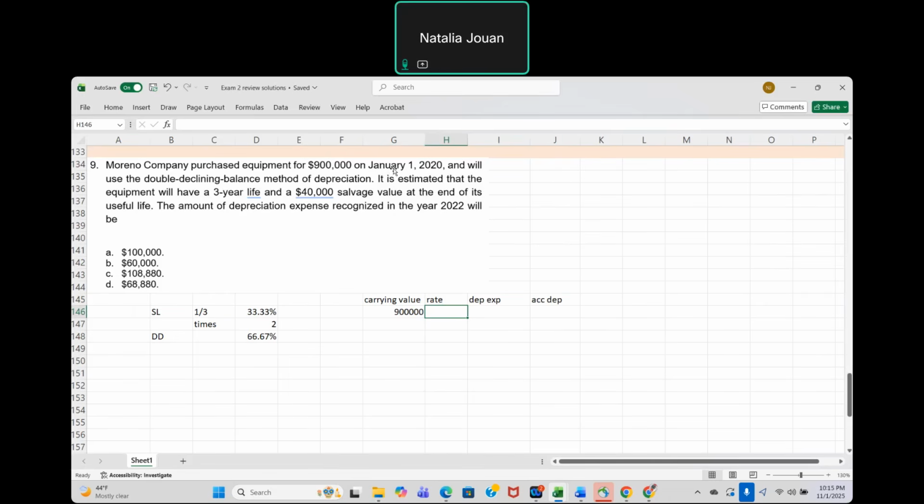What if it's in the middle of the year? In this case, this is asking what is the amount of depreciation expense recognized in year 2022. So year number 1 is 2020. Year number 2 is 2021. Year number 3 is 2022. So we want depreciation expense for the third year. So let's write the rate.